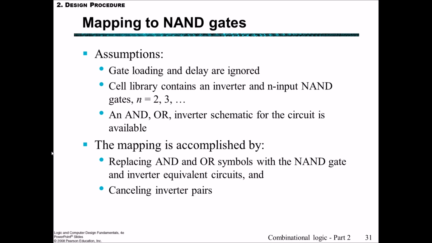The mapping is accomplished by replacing all the ANDs and the ORs with the NAND gate and the inverter equivalent circuits, and then cancelling the inverter pairs. This means obviously if you have a NOT and another NOT, it's just the same as one wire, and we'll look more at replacing the AND and OR symbols with the NAND gates in the next slide.